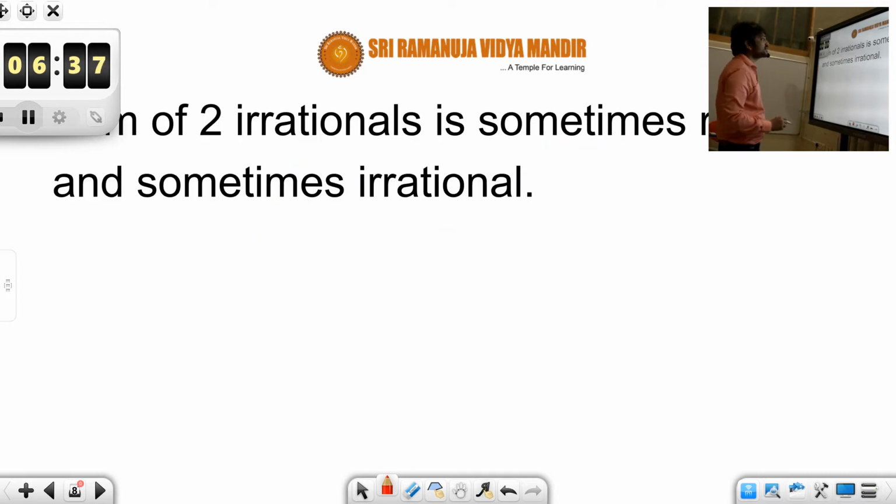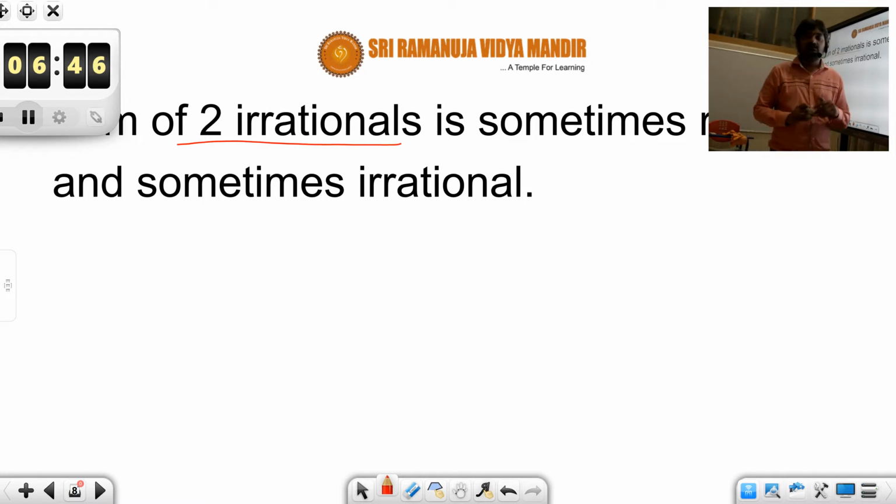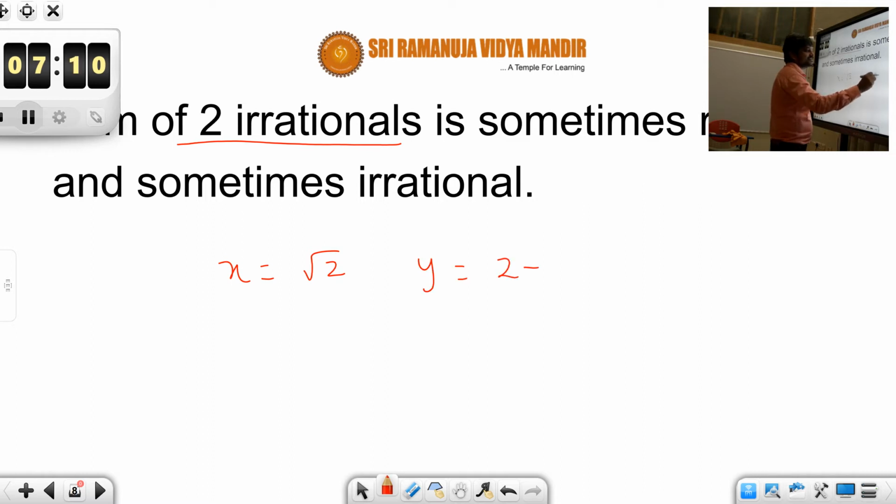Now, the sum of two irrationals, would it be rational or an irrational number? This we will not be able to conclude. Why is it so? Let's pick our own examples. Suppose one irrational number is root 2. Let the other irrational number be 2 minus root 2.